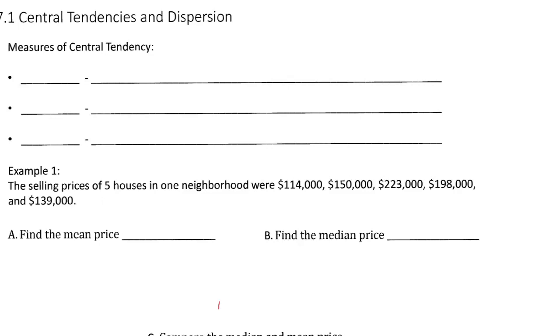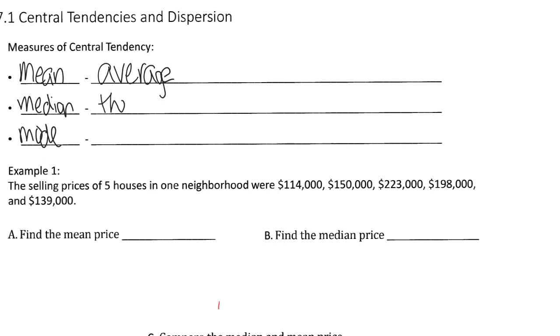Okay, so the first thing we're going to talk about is measures of central tendency. We mentioned these before. That's mean, median, and the mode. Okay, so remember mean means the average. Median means the middle number. And mode is the number that occurs the most.